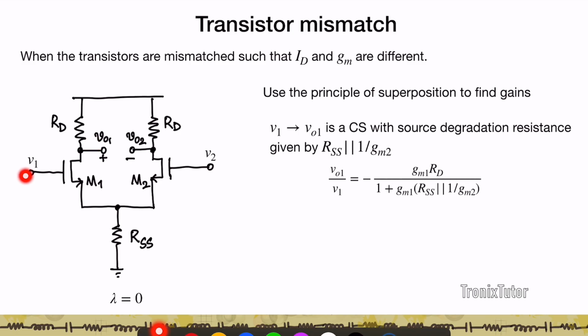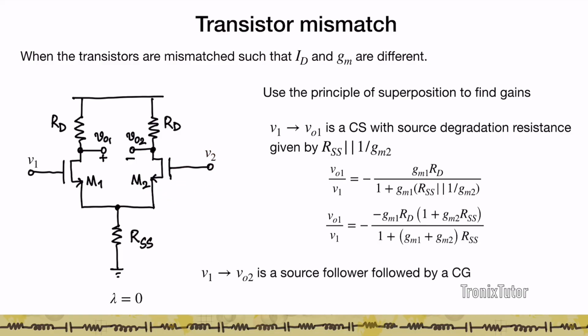So therefore VO1 to V1 can be written as minus GM1 RD divided by 1 plus GM1 into RSS parallel 1 by GM2. And when you collect the terms, you get this as minus GM1 RD into 1 plus GM2 RSS divided by 1 plus GM1 plus GM2 into RSS. Right? So this is the gain from V1 to VO1 when V2 is not present.